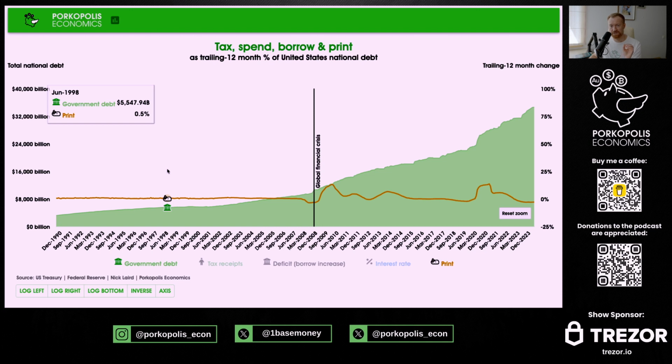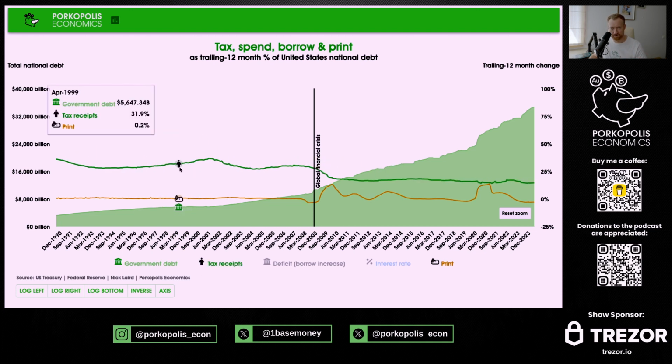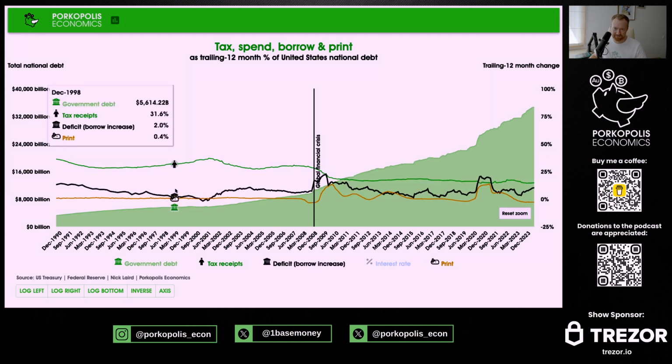Okay, so a very small proportion where taxes were, what was that, June 98? 30%. Right? Taxes were 30% of the debt. Each year, they were collecting 30% of the debt. But of course, they were spending more. Let's go back to 98. They were still spending 2% more than they took in taxes. They did have a balanced budget here. But the money print, look at the money print. It's a much smaller figure.